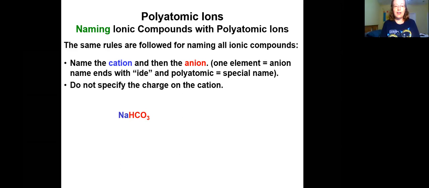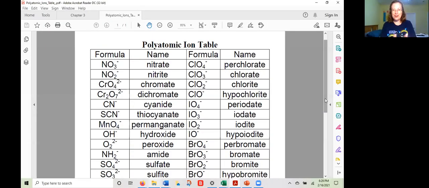So here I have NaHCO3. I'm going to pause the recording and open up the chart that you have access to on Moodle. That's a chart that you get to use for the test as well. Here we are, the Polyatomic Ion Table that I recommend that you print out. It's got lots of good polyatomic ions on here. We'll be using many of the same ones over and over again.